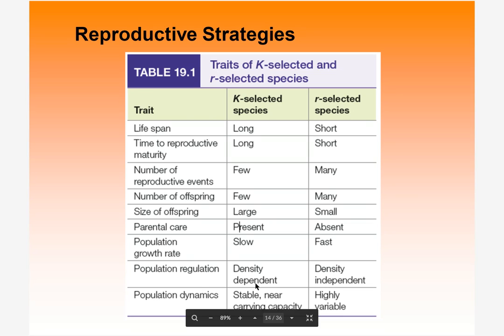So density dependent, that's like food and water. And then density independent, that would be like the natural disasters, right? And that's because these K selected species grow slower, with a lot of parental involvement. So a sense of community, and that would indicate if there's more of them, then food and water becomes an issue. Whereas here, as soon as they're born, they're fending for themselves, and it's not the same type of community. But that's a big difference there as well, and the dynamics are highly variable.